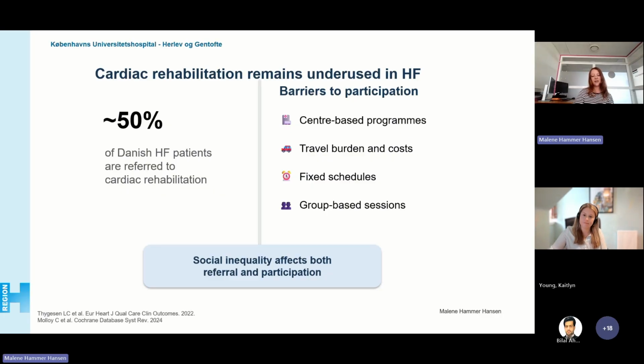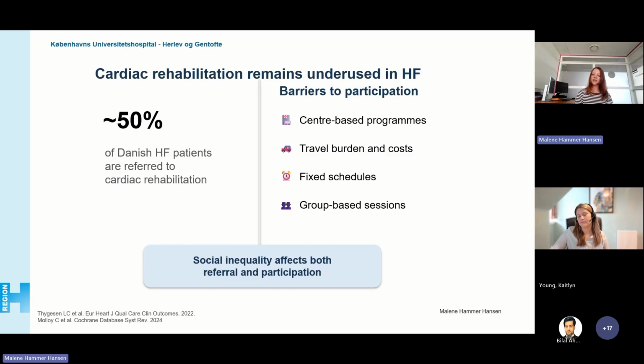In Denmark, healthcare is publicly funded and cardiac rehabilitation is offered free of charge. And even so, only around half of patients with heart failure are referred to rehabilitation. We also know that among those who are referred, many never start or do not complete the program. The barriers to participation are well known. In Denmark, traditional cardiac rehabilitation is usually a center-based offer, either at the hospital or in the municipalities.